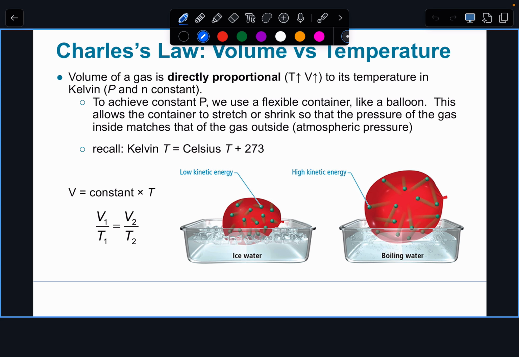Okay, so when we decrease the temperature, the volume also decreases. So again, directly proportional. So we would write it similar to this one. V over T equals a constant.